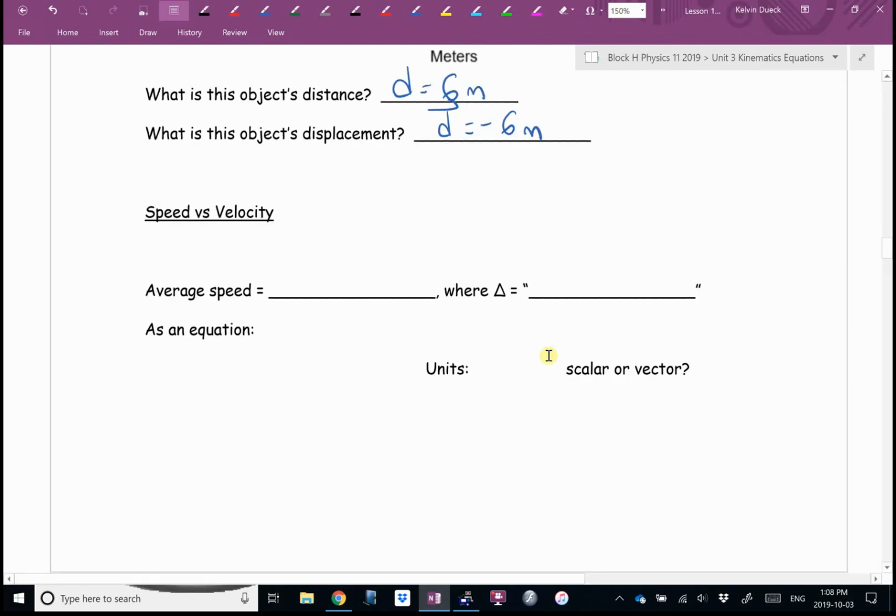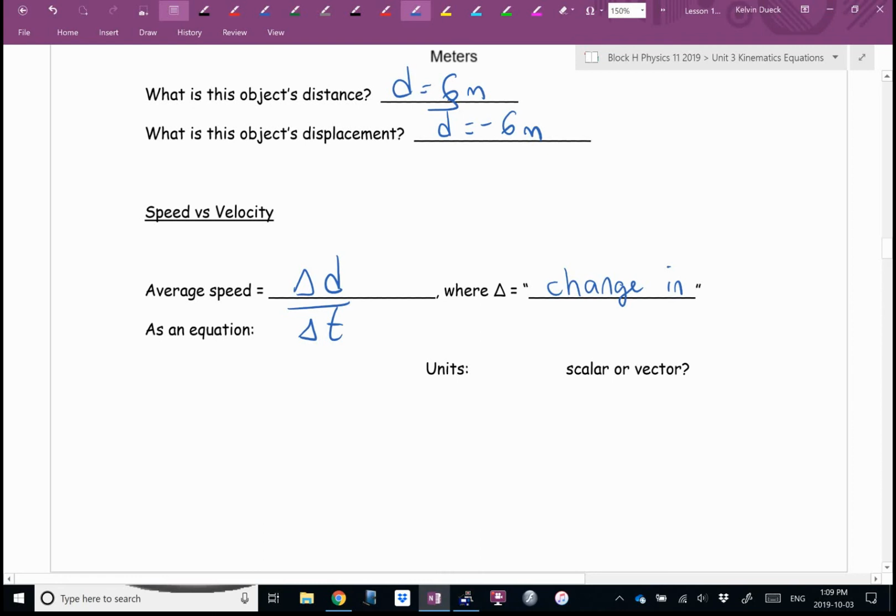Average speed is defined as triangle D over triangle T. Except we don't say triangle, we say delta. Except we don't even say that. What's a delta an abbreviation for? Which 2 words in English? You got your formula sheet? Look in the top right corner of the front page. What's a triangle an abbreviation for? Okay, it's the same. I will read that as the change in distance over the change in time.